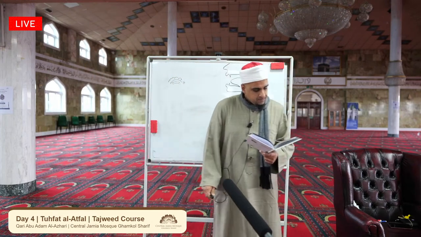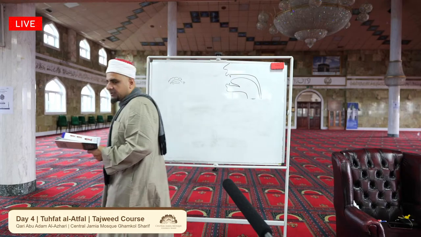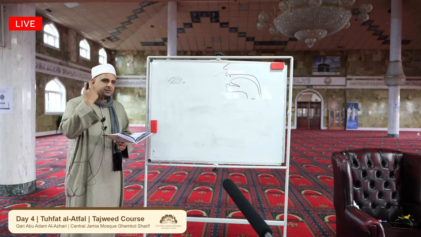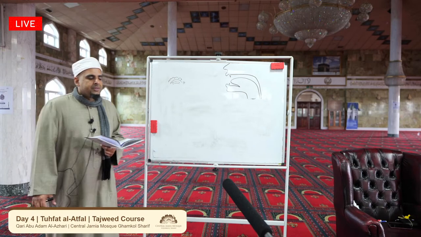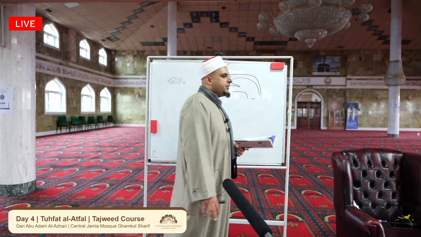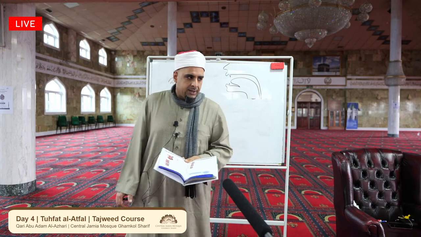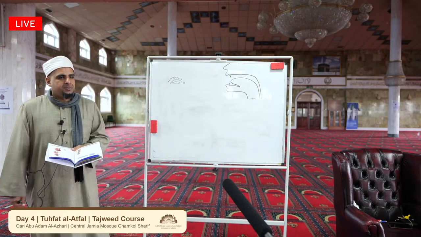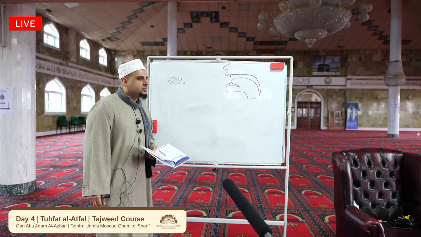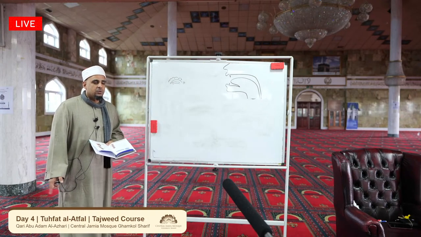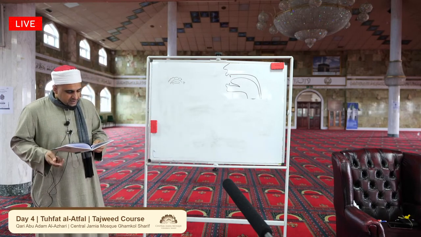Articulation points. Number one is Al-Jawf. Al-Jawf is the empty space within your mouth, the empty vacuum area. And from the Jawf, three mud letters are recited, which are Alif, Waw, and Ya. I normally read them the opposite way, Waw, Alif, and Ya, and call them Y letters. Easy to remember. Whichever sequence, it doesn't really make a difference.